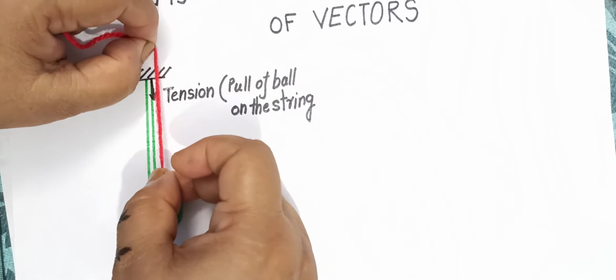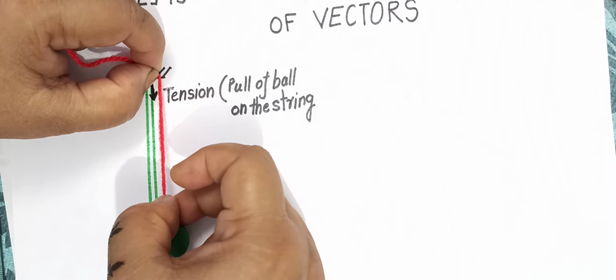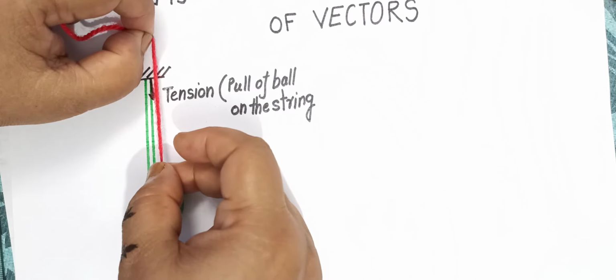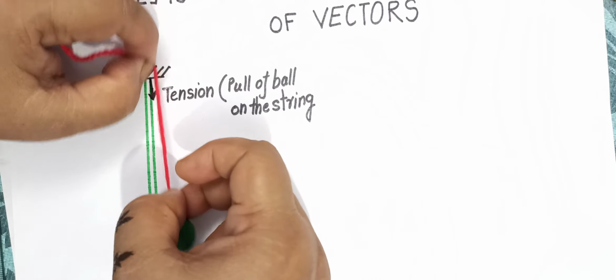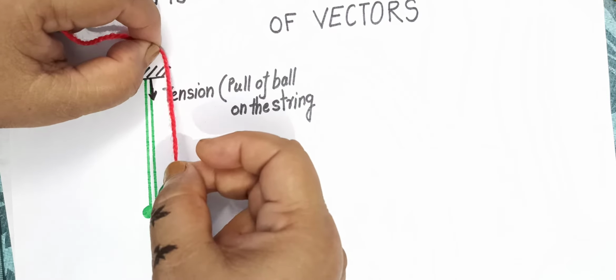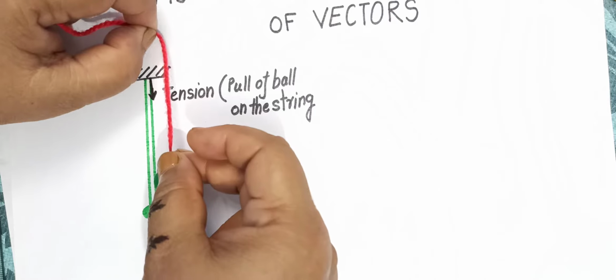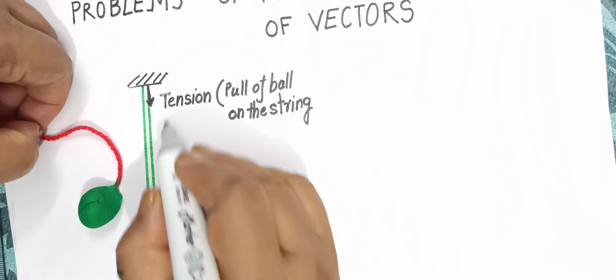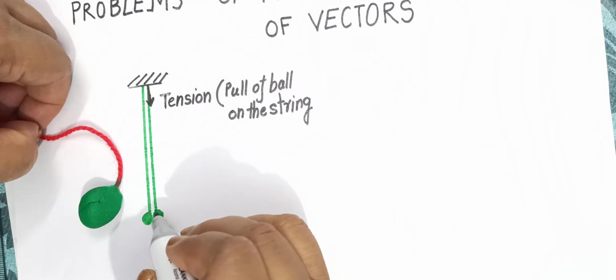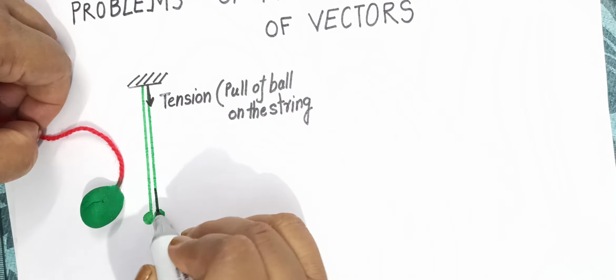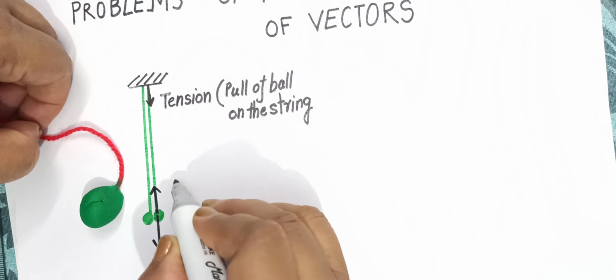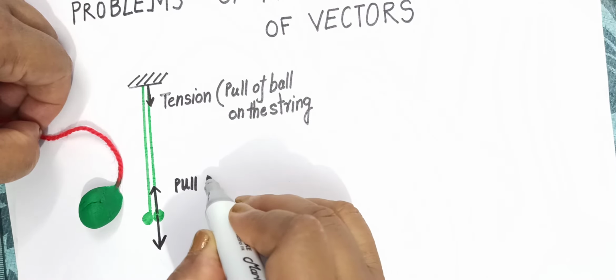So this force exerted by the string on the ball is in the upward direction along the string and will act on the ball. Ball is pulling the string down, so the string will pull the ball up. So this is the action, and the reaction of this force is that the string will react on the ball and pull the ball up.